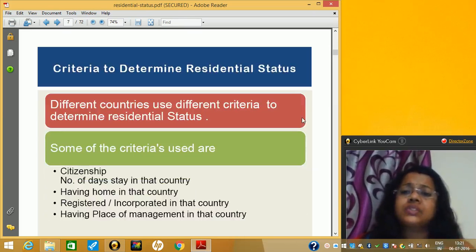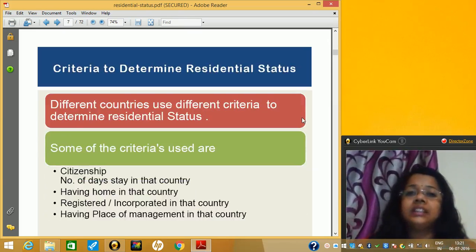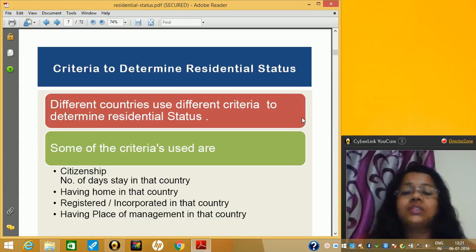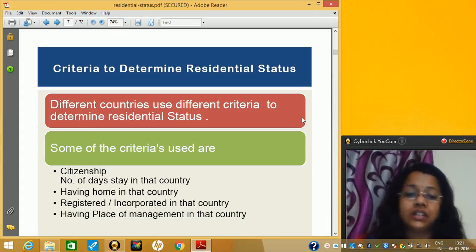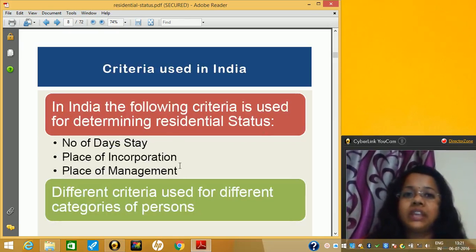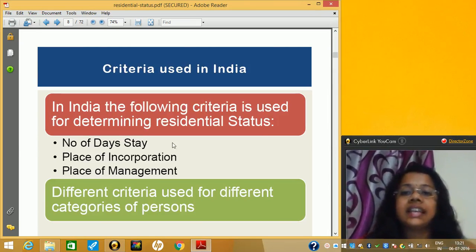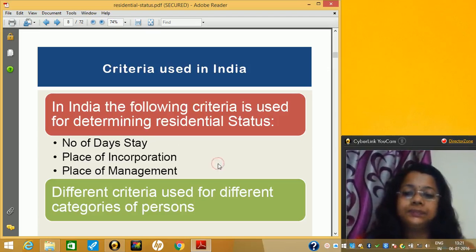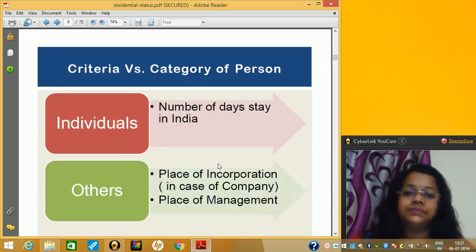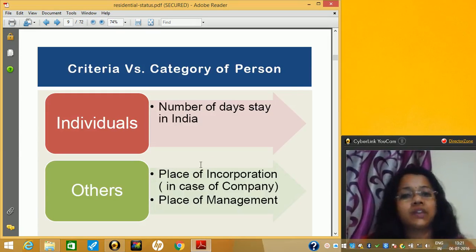Various countries use different criteria to determine the residential status, and in India mainly three criteria are used. The first one is number of days of stay, second is place of incorporation, third is place of management. The first one is mainly applicable for individuals, second and third are applicable for others. Others will include companies, HUF, etc.